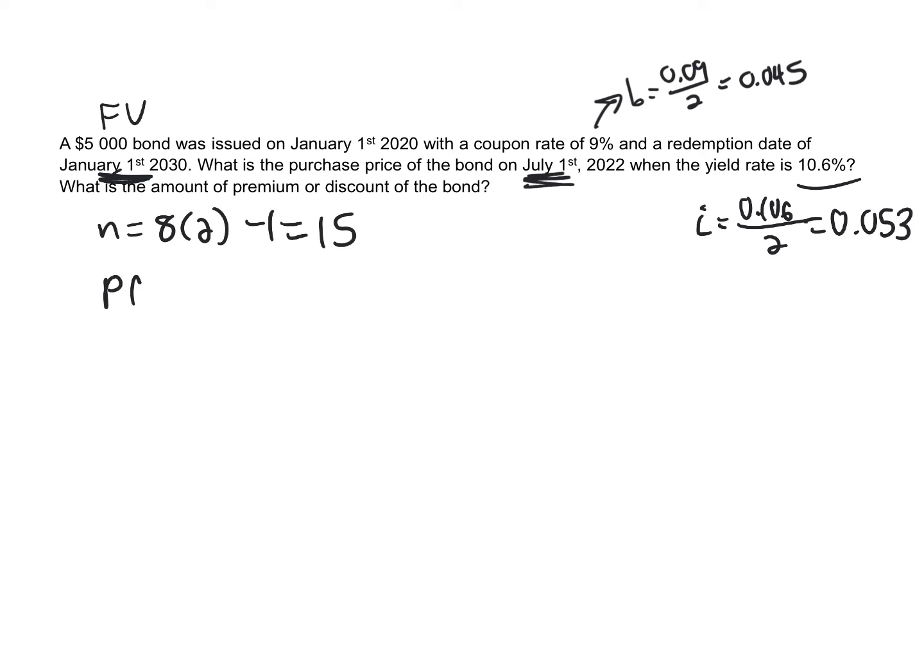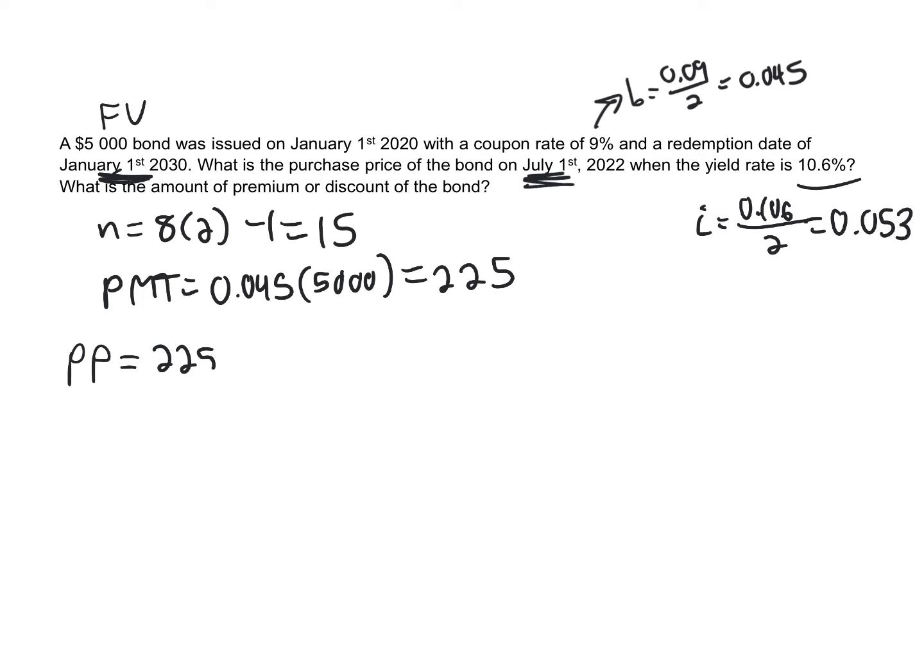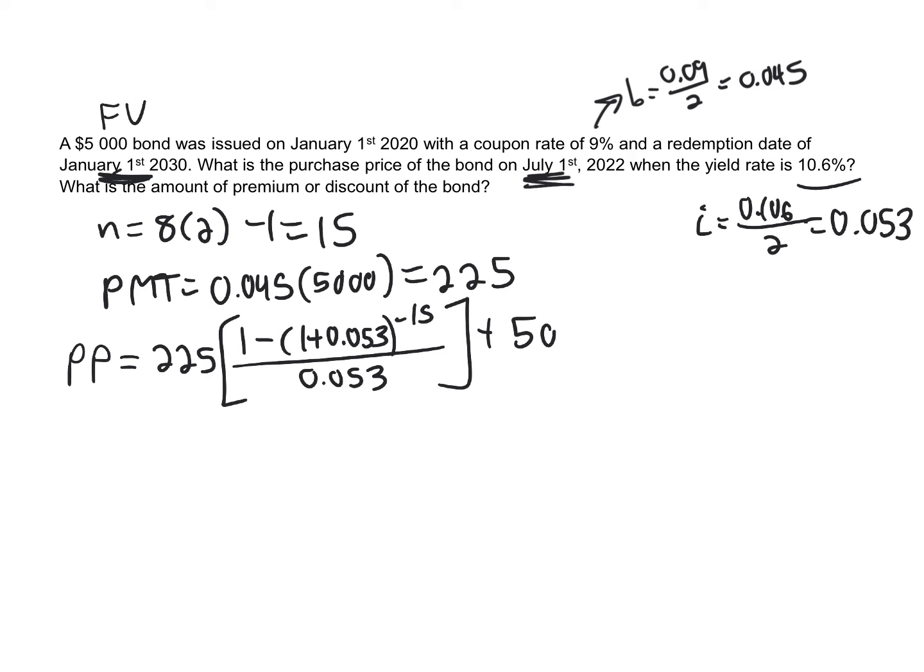We're going to need our payment. Again, payment is based off the coupon rate, so 0.045 times 5,000 this time because it was a $5,000 bond. And this is $225. Now we can calculate the purchase price. So $225 times 1 minus 1 plus our interest, to the -15 over our interest, plus 5,000, 1 plus our interest, to the -15.